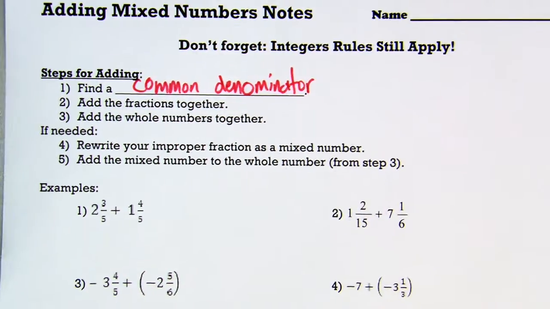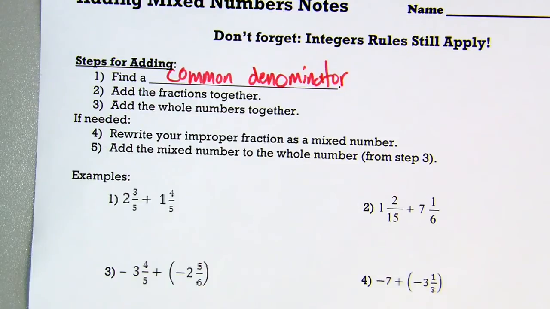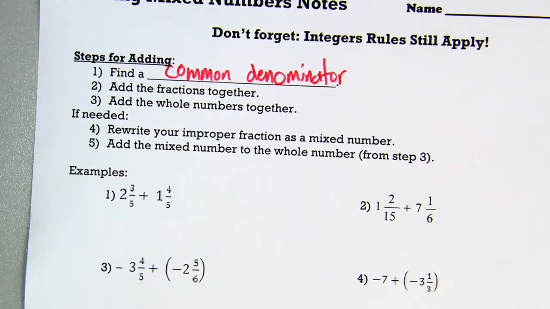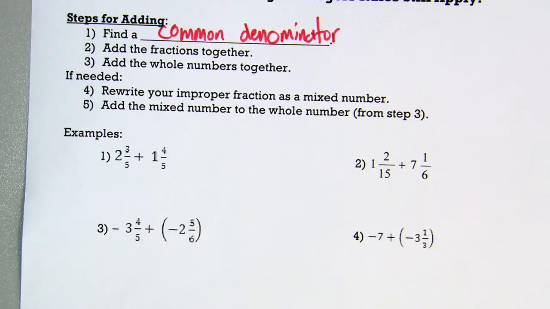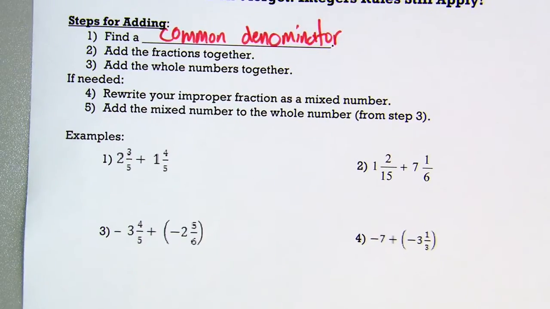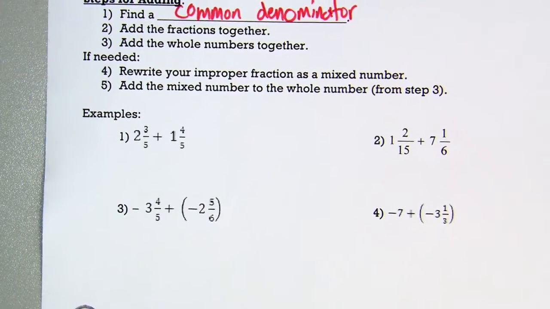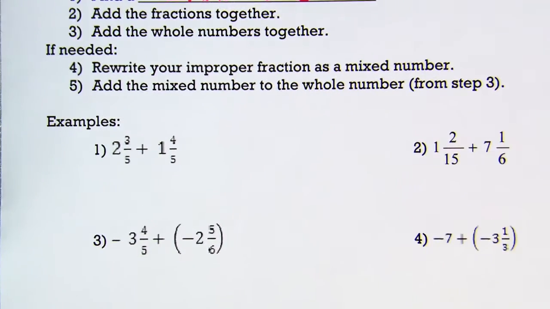After we find our common denominator, we're going to add any fractions together, and then we're going to worry about adding our whole numbers together. If needed, we're going to write any improper fractions as a mixed number. That's after we've added the fraction part. And then we're going to add that mixed number to the whole number. Okay? So our first example here is 2 3/5 plus 1 4/5.